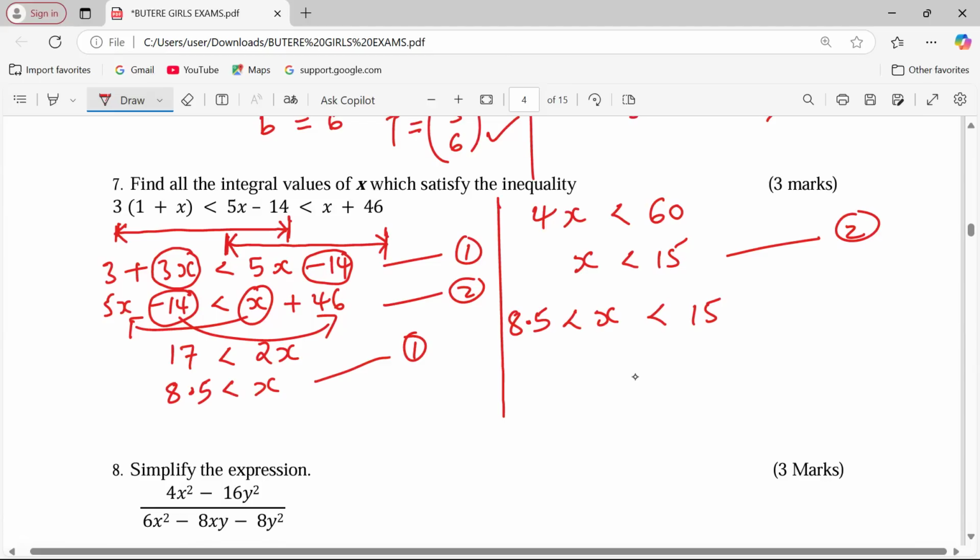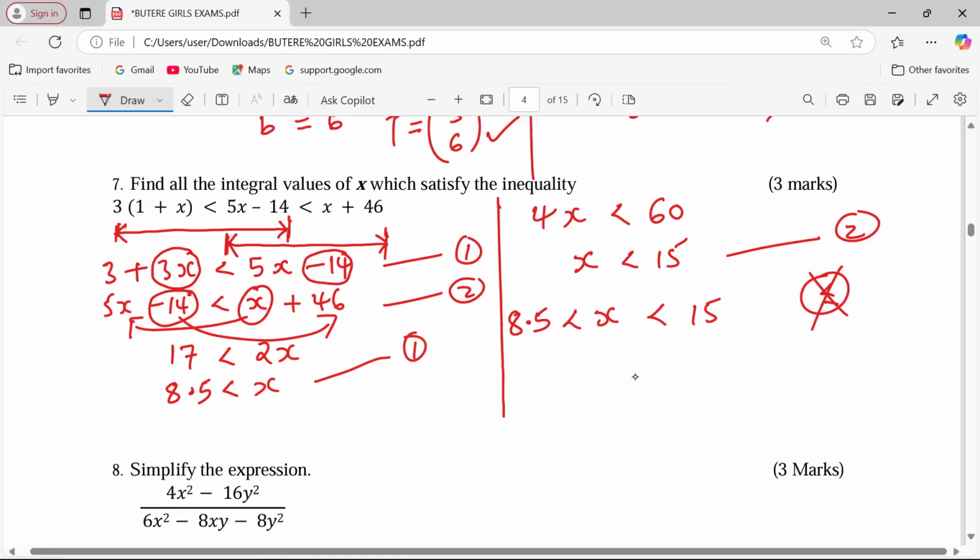Remember, we are not having less than or equal to. We are not having this one. So the limits are not part of the integral values. You should know that. Again, decimals are not part of the integral values. Fractions are not part of integral values, but 0 is an integral value.